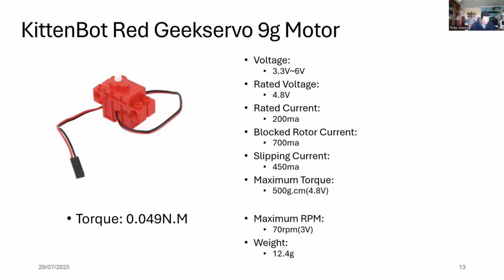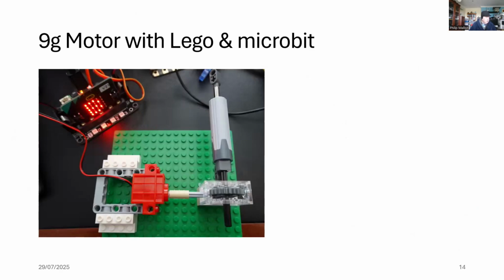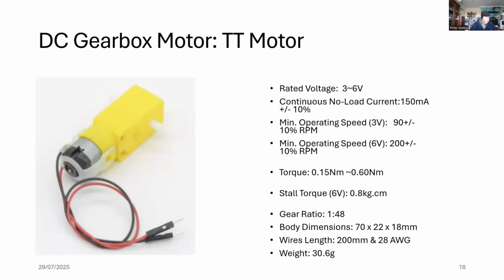And the one that we could use on our project is completely Lego compatible, from KittenBot. It uses the 9-gram motor, and the torque on that is similar to the one that I showed previously. But there's no encoder on this one. And the torque on that one you can see on the diagram. And here's an example where I've used that and how it mounts with Lego components with a microbit computer.